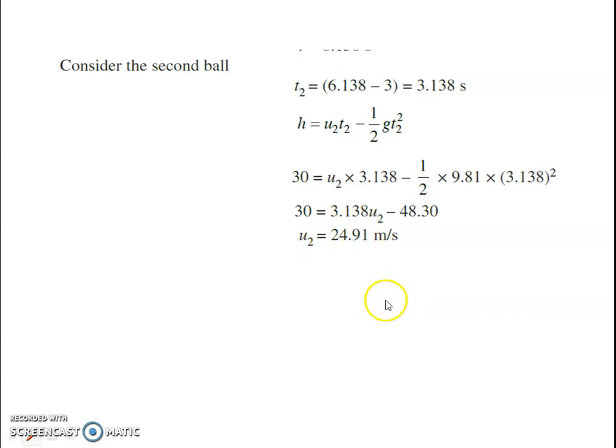So if ball 2 moves at a velocity of 24.91 meter per second, then it will reach 30 meter height at this time, that is 3.138 seconds.